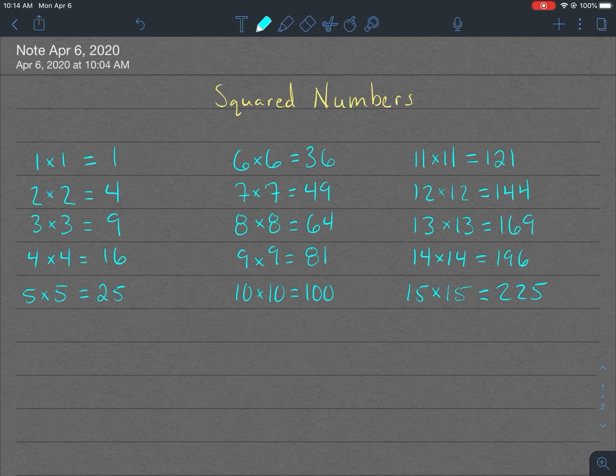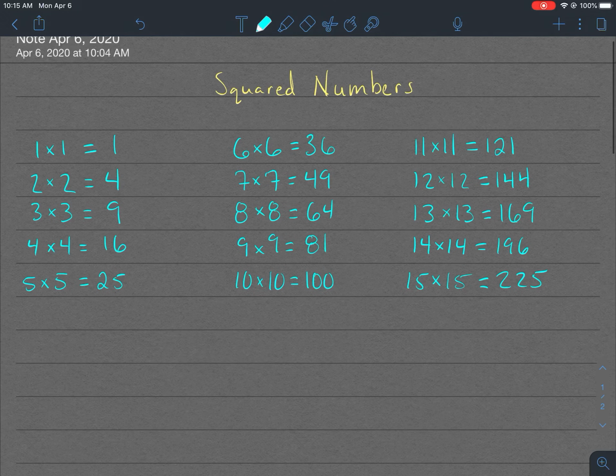You're going to need to memorize these because these are going to be super important for the next video that I make, because then we're going to find out how to find square roots. And you're going to need to know every single one of these squared numbers in order to help you out. Okay? So make sure you memorize every single one of these, from 1 times 1 to 15 times 15. Okay? And you can also rewrite every single one of these numbers into something very important.